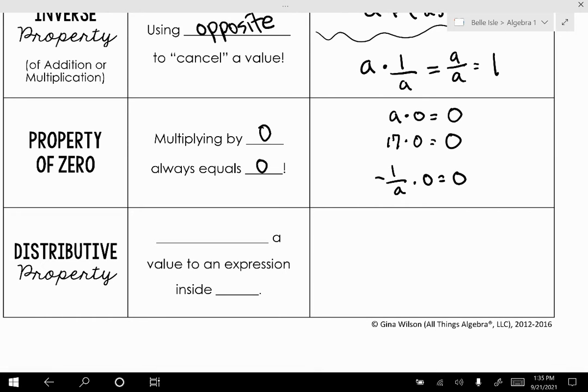Okay, distributive property. Distributive property is when we multiply a value to an expression inside parentheses. Okay, so you can just draw parentheses, or you can write them.